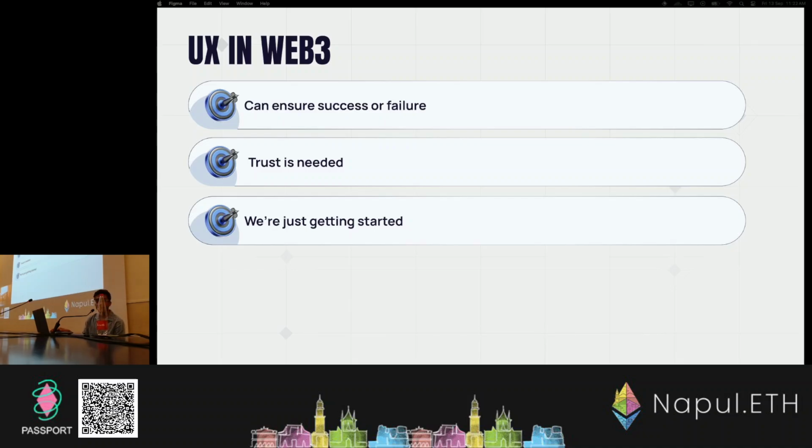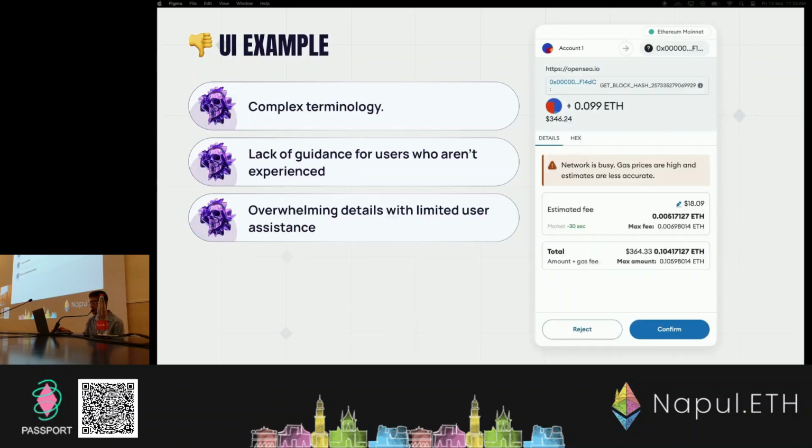So that's UX in Web3. Let's go over some examples. I love hating on MetaMask. It's one of the biggest things in the space right now. It's very unfortunate that most of the new users who come to the space get started with MetaMask, and that is the first experience they get. I feel sorry for them.